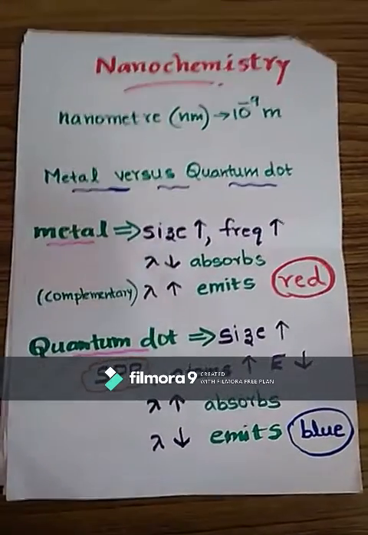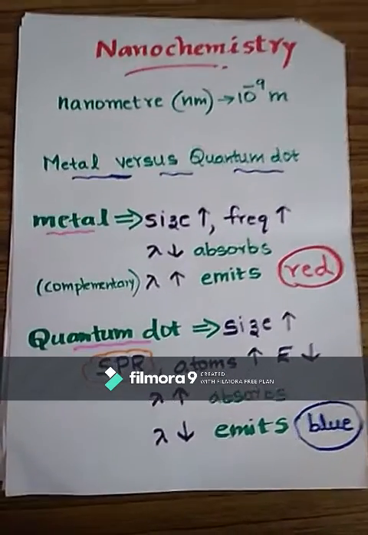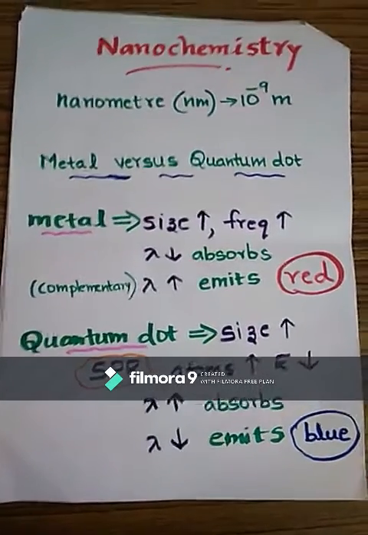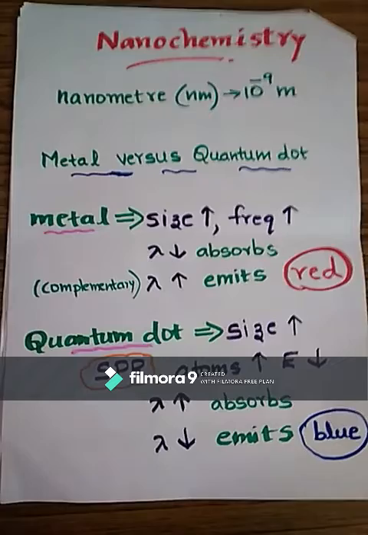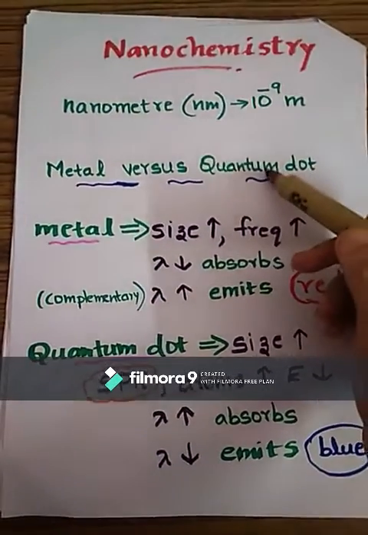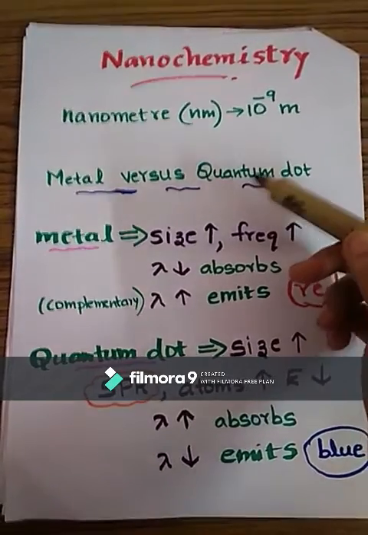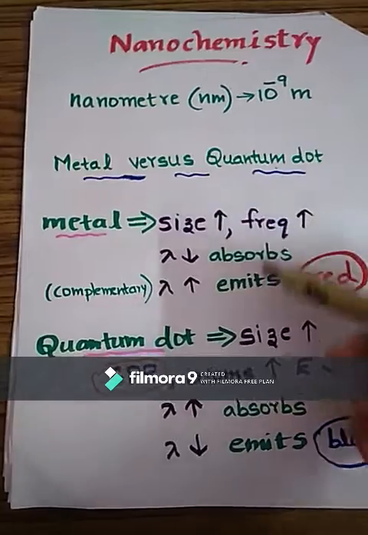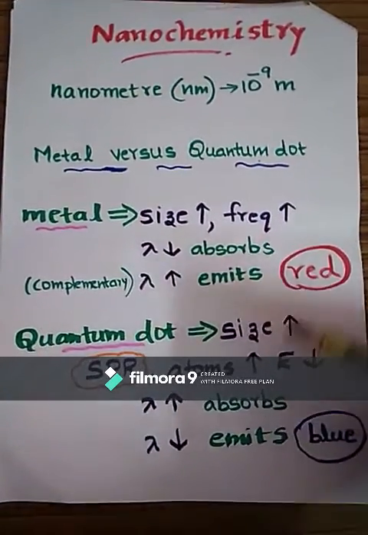Nanochemistry can be used to distinguish metals as well as semiconductor nanoparticles. Here, the semiconductor nanoparticle is known as the quantum dot. Now we can look at how a metal and a quantum dot can be distinguished by their size and color.